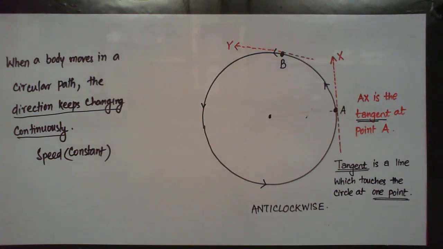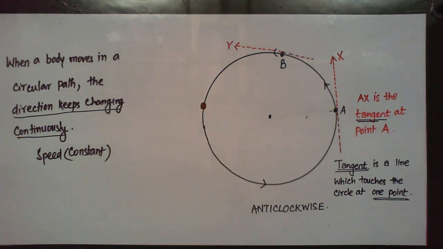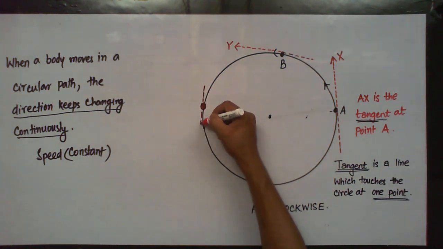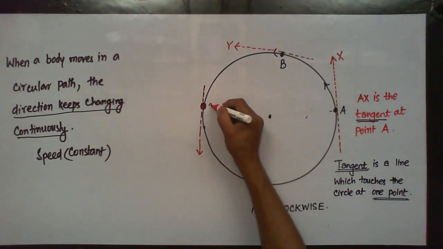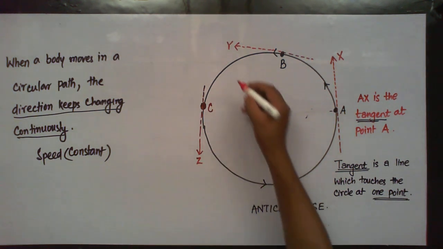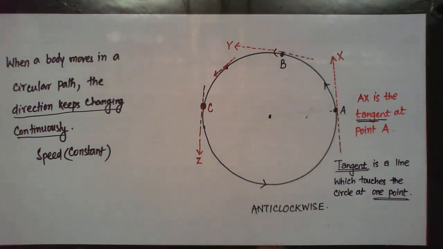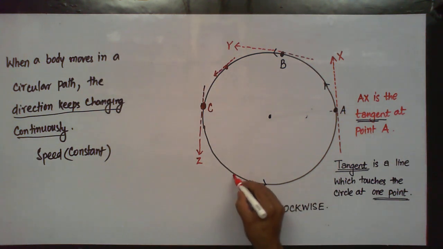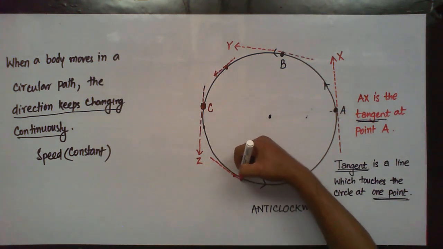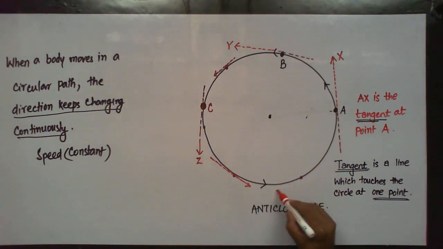At B, the direction of the body is towards BY. If the body is here, the body would have a direction. Let us say this is point C, the direction would be towards CZ. So at every point, if the body is here, the direction is tangential. If the body is here, the direction of the body is towards the tangent.